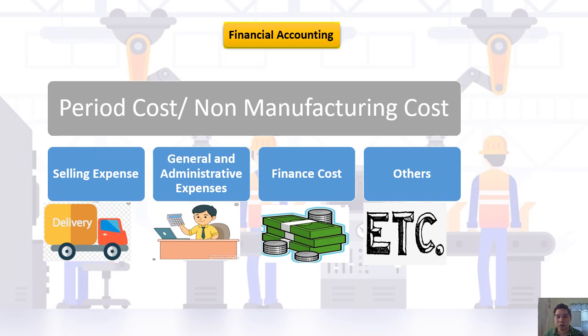So, ito po yung cost na may encounter nyo under period cost, non-manufacturing cost.